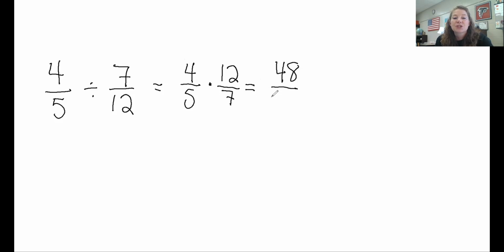And 5 times 7 is 35. Well, what do I got here? I have an improper fraction. So we can't leave it like that. We have to turn it to a mixed number.